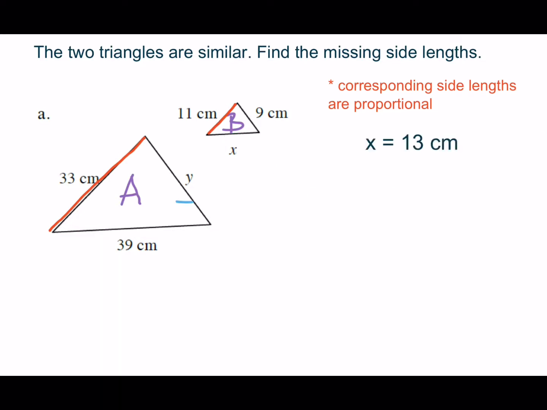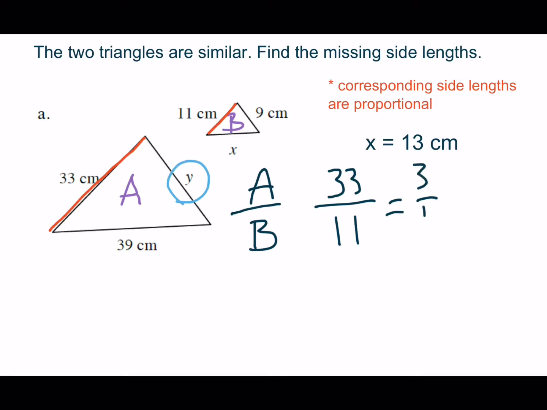Now let's solve for y. We're going to do the exact same thing. We're going to set up our ratios. So we're going to do the ratio of A to B, and you're going to use the same starting side lengths. So 33 for A over 11 for B. And to make it easier for us, let's just reduce this fraction, 3 over 1.